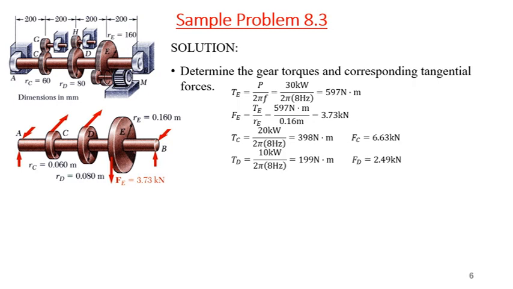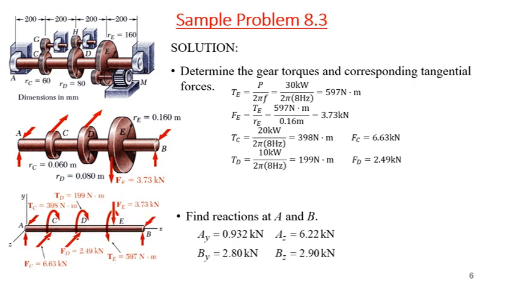So we know the value. Torque T equals power, 30 kilowatt, divided by 2 pi f. We convert the 480 RPM to frequency in revolutions per second, so that becomes 8 Hertz, 8 revolutions per second. So P divided by 2 pi f gives the torque, and force we will find as torque divided by radius. Similarly TC, TD and TE. The force FC will be equal to TC divided by the radius at C, and the force at D will be the torque at D divided by the radius at D. Now we know the reaction forces as well as the torque.